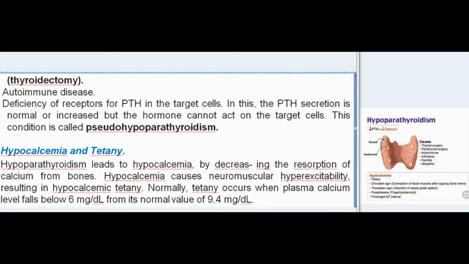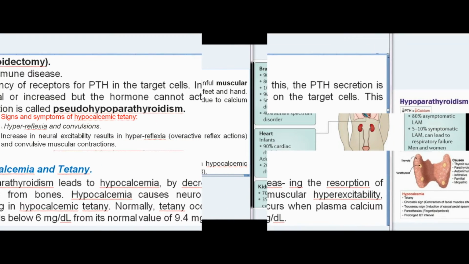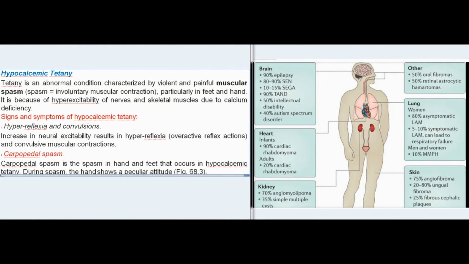Hypoparathyroidism leads to hypocalcemia by decreasing the resorption of calcium from bones. Hypocalcemia causes neuromuscular hyperexcitability, resulting in hypocalcemic tetany. Normally, tetany occurs when plasma calcium level falls below 6 mg/dl from its normal value of 9.4 mg/dl. Hypocalcemic tetany: tetany is an abnormal condition characterized by violent and painful muscular spasm.